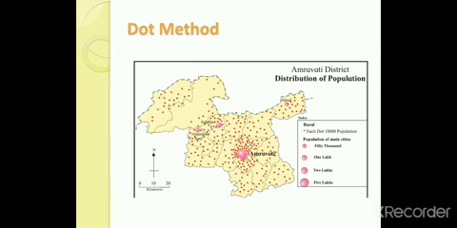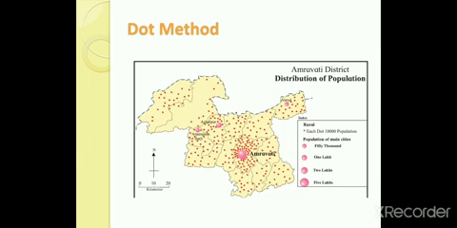You can observe the map and see there are three questions. First, what is the population of Amravati town? The population of Amravati town is 5 lakh. Next, name the place having a population of 1 lakh on the map. You can see Achalpur. Achalpur has a population of 1 lakh on the map.